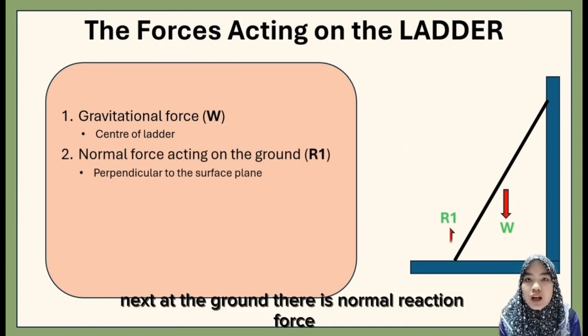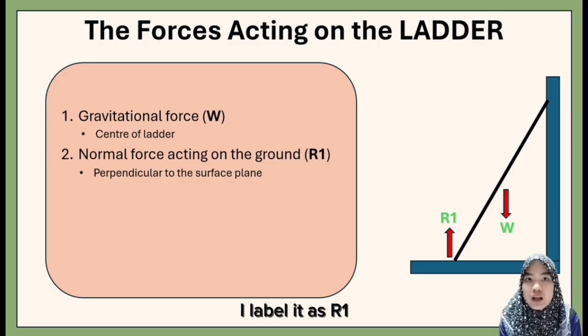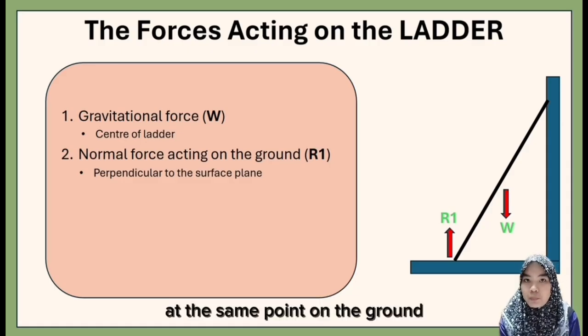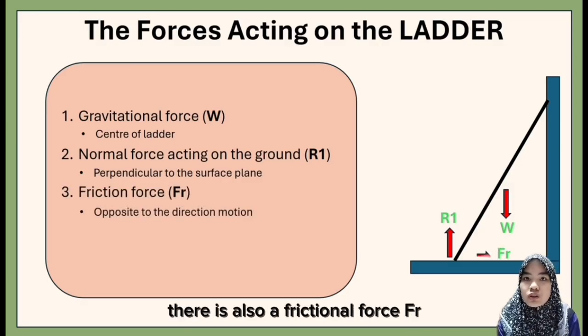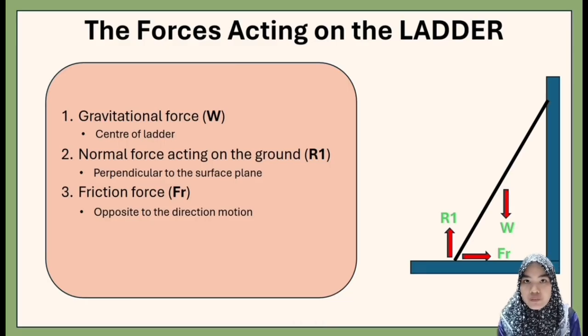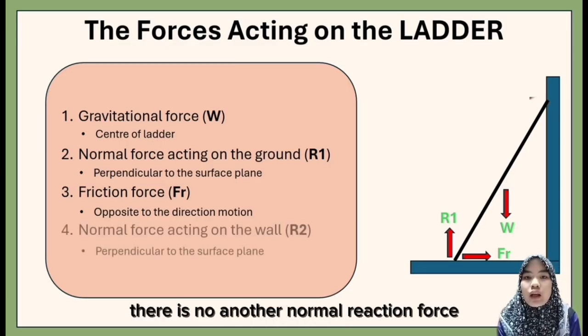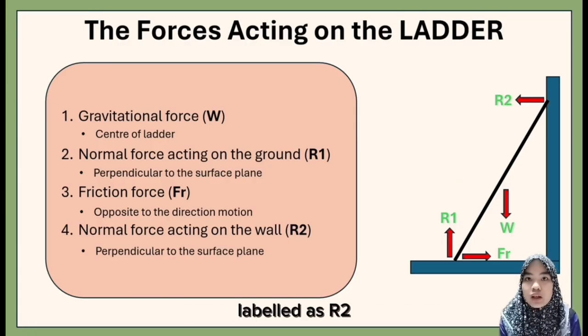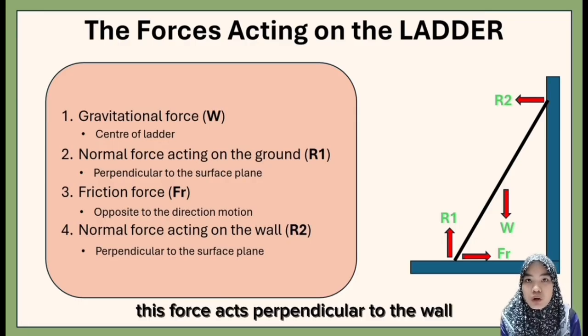Next, at the ground, there is a normal reaction force. I label it as R1. This force acts perpendicular to the ground surface. At the same point on the ground, there is also a frictional force Fr. Friction acts opposite to the direction of motion. Finally, at the wall, there is another normal reaction force labeled as R2. This force acts perpendicular to the wall.